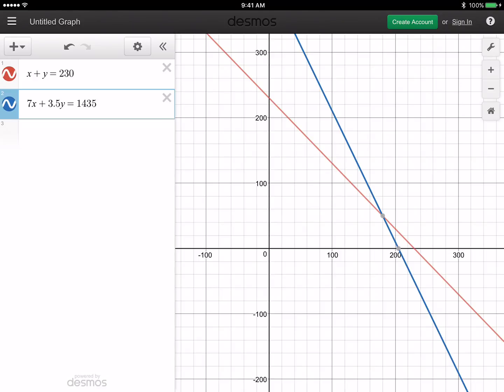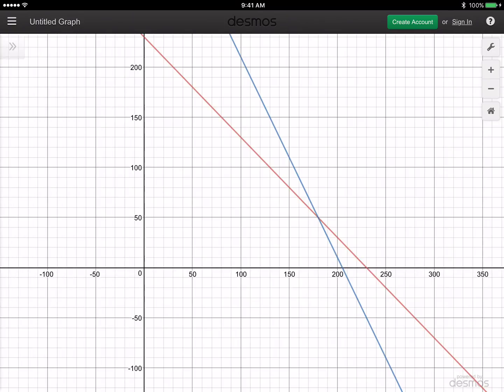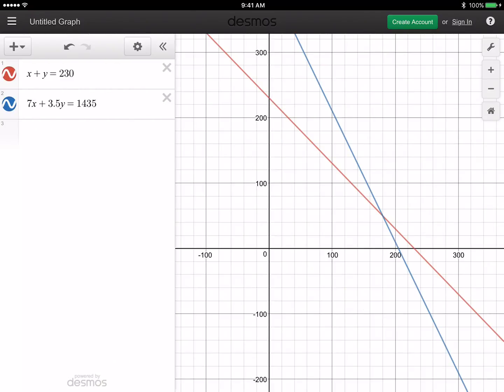You can also generate a table of values if you'd like. Could play around with some different things here. This is the app on my iPad, so it's a little bit different than the real one on the website. But more importantly here, we're looking at how when we type these two equations in, what happens to their lines?